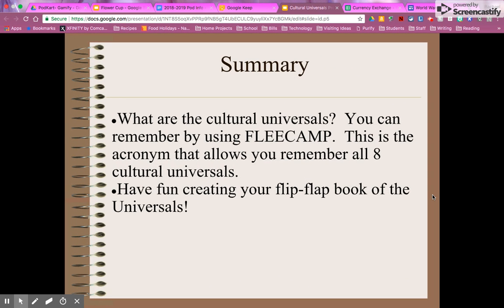All right, so let's go through these again. F stands for family structure. L, language. E, education. E, economics. C, conflict. A, arts, play, and recreation. M, material goods. P, power structure. All of these 8 things are in all cultures across time. They are across the globe. These are things that as you're studying different cultures, you want to think about because these truly do exist. So we're going to continue to study these as we get ready to go.